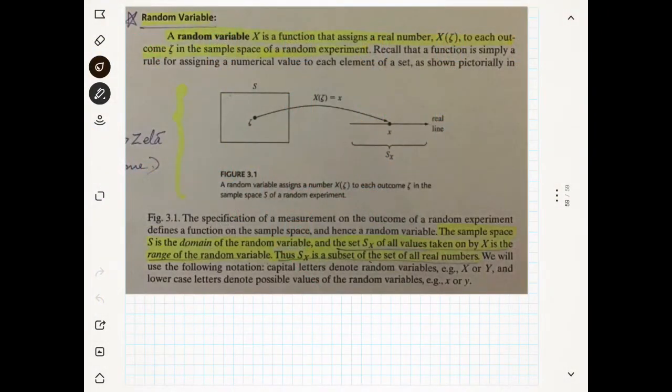Next topic is the random variable. So what is a random variable? This is the definition I am going to give you. A random variable is a function that assigns a real number X of zeta to each outcome. The outcome is represented by zeta in the sample space of the experiment.